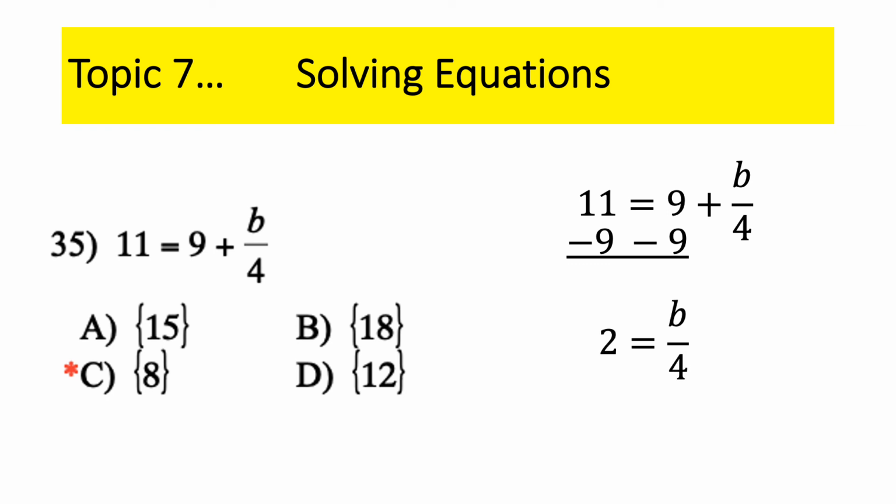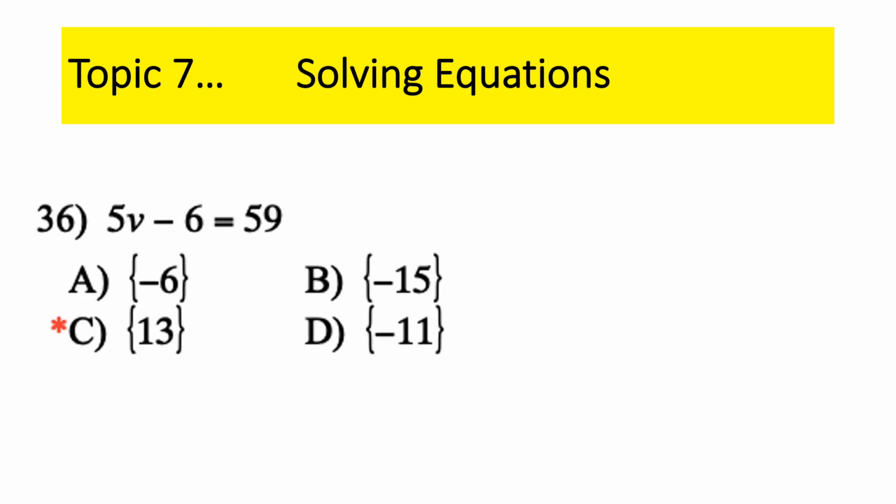11 minus 9 is 2. Now let's get rid of that 4. You get rid of division through multiplication. Remember, fractions with fractions. Okay, 4 times 2 is 8, and 4 divided by 4 is 1. 1 times b is b. b divided by 1 is still b, so we get b equals 8.